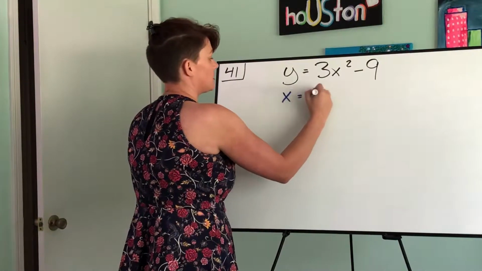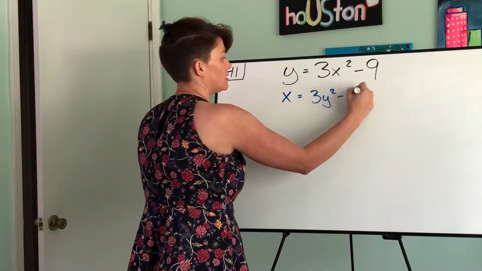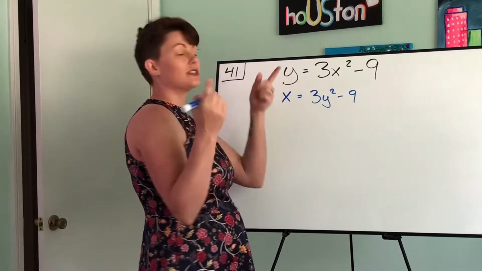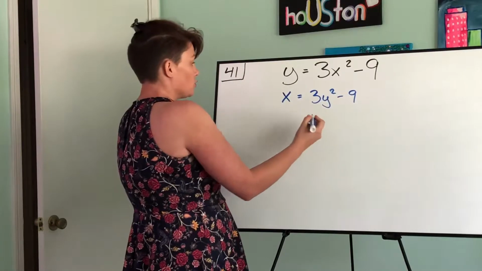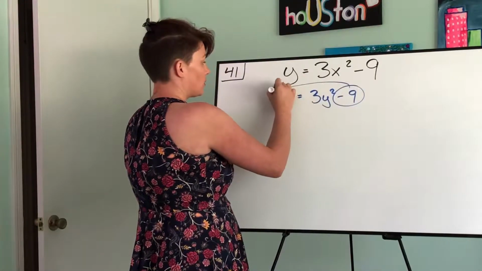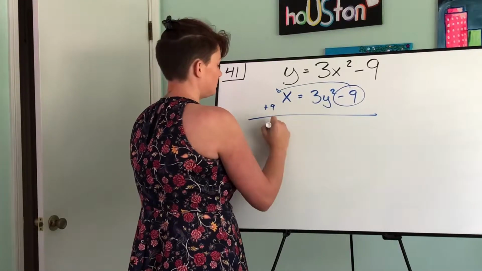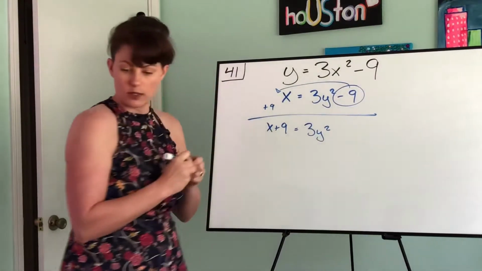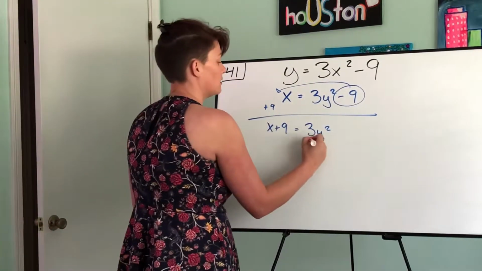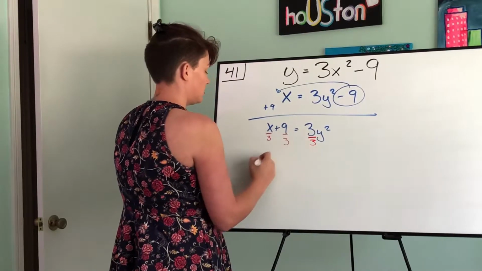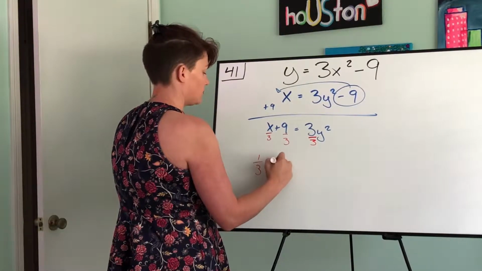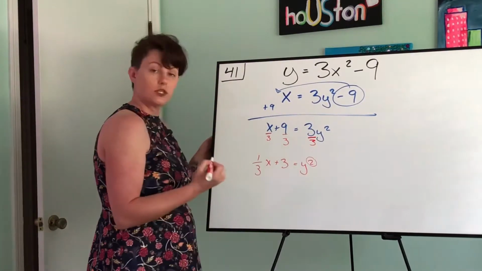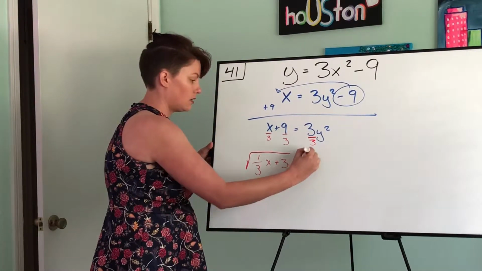So this would now say x equals 3y squared minus 9. And then ideally you solve for y to get the function to say y equals, just like it did before. So then we would want to solve for y, so we would want to move the 9 over here. And looks like we're going to need to divide by 3. So we get 1/3 x plus 3 equals y squared. And then we're going to need to undo the square by taking the square root.